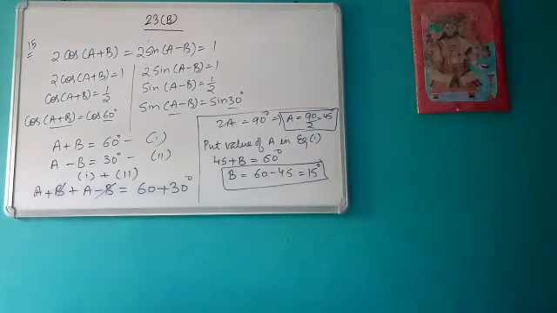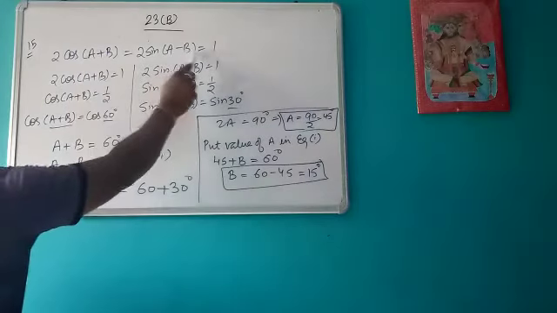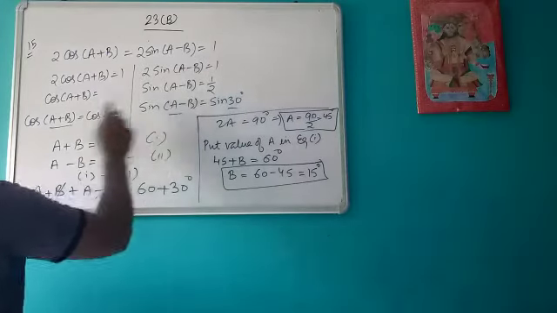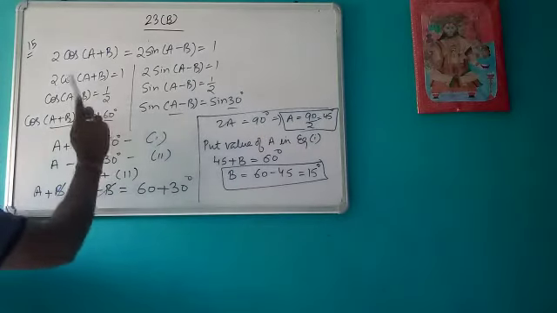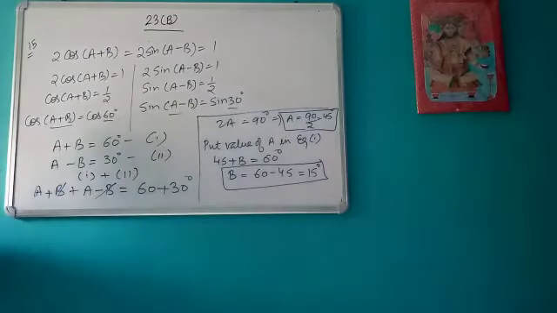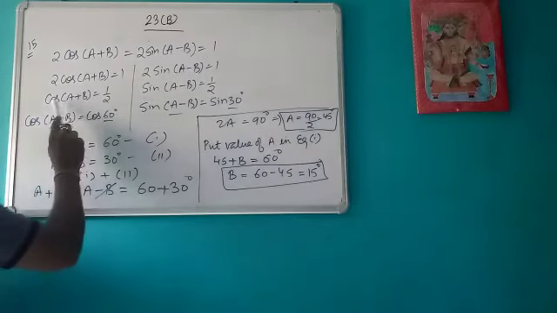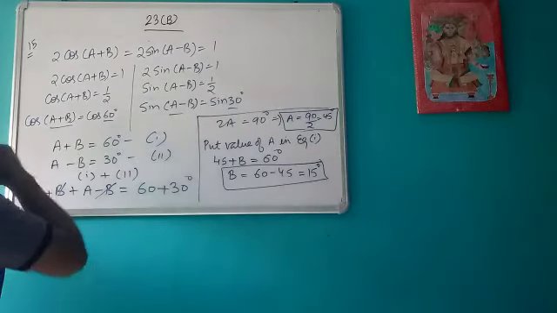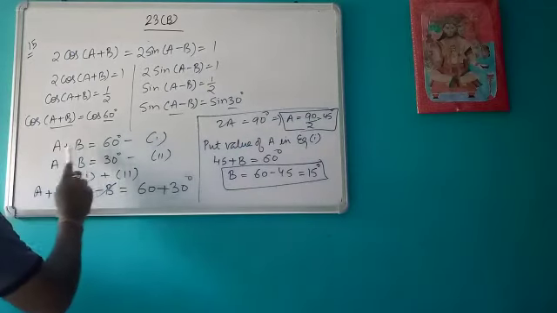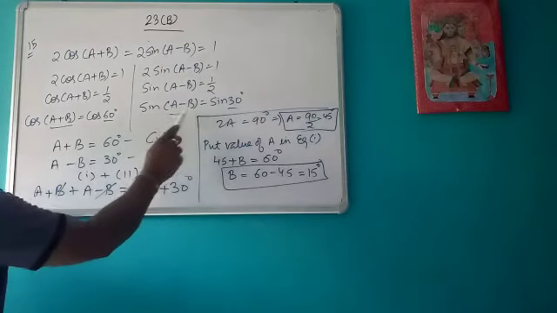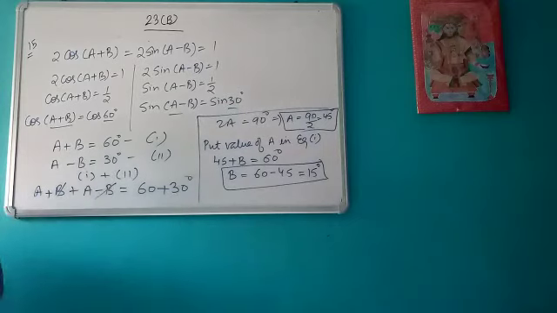One more time I am repeating. You first compare these two equations equal to 1. Then 2 will come here. You will get cos (A plus B) equals to 1 by 2, sin (A minus B) equals to 1 by 2. Then when cos is 1 by 2, it is 60 degree. And when sin is 1 by 2, it is 30 degree. So from here you will get one equation, A plus B equals to 60. And from here you will get A minus B equals to 30.